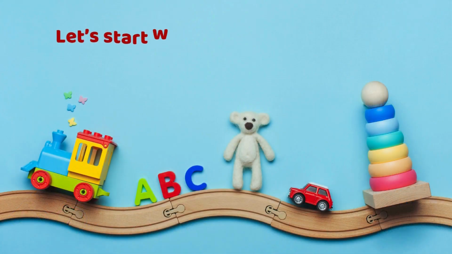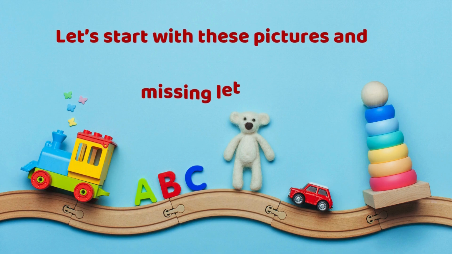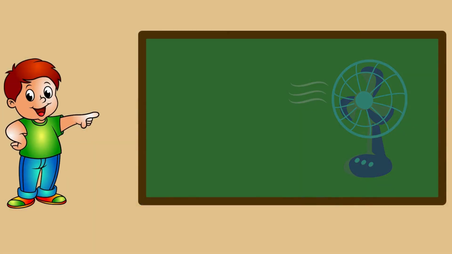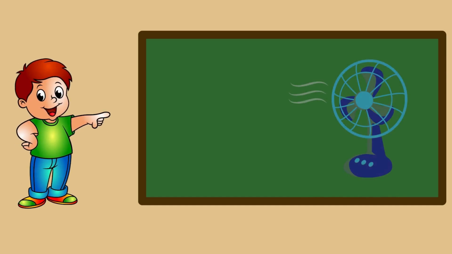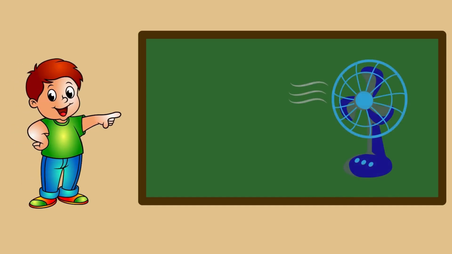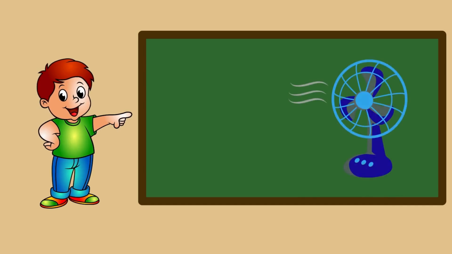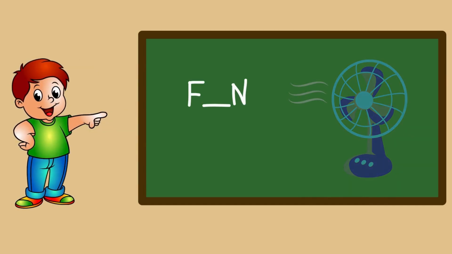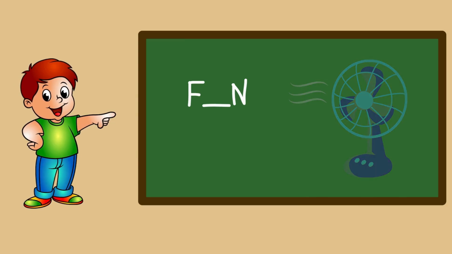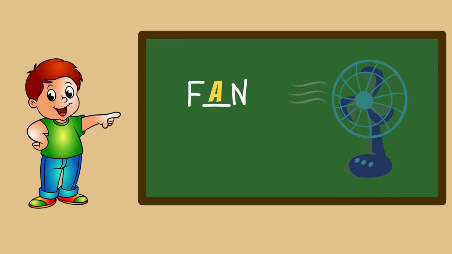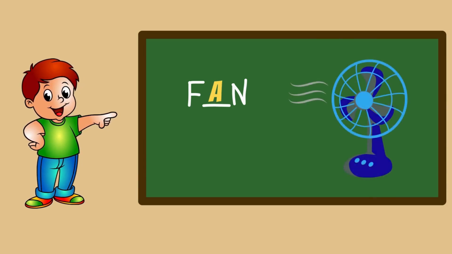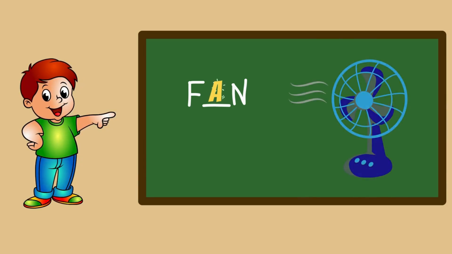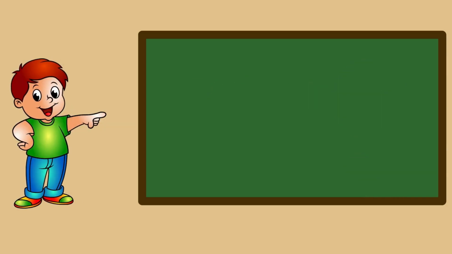Let's start with these pictures and missing letters. You have to write the correct short vowel sound in the middle of each word. F space N. What's missing? Yes, it's A. F-A-N. Fan. Let's do some more.